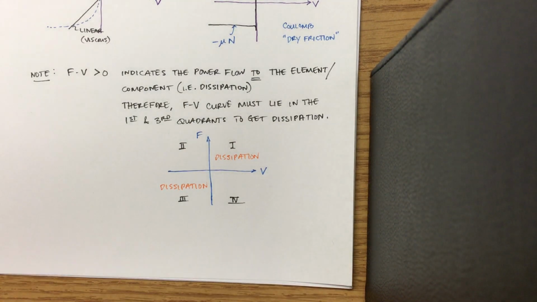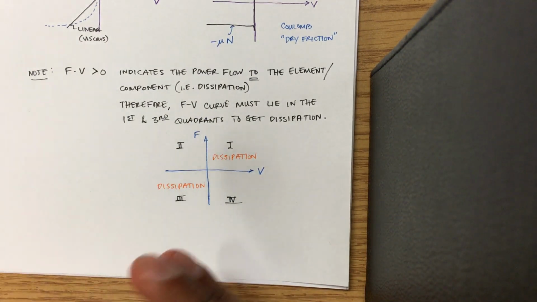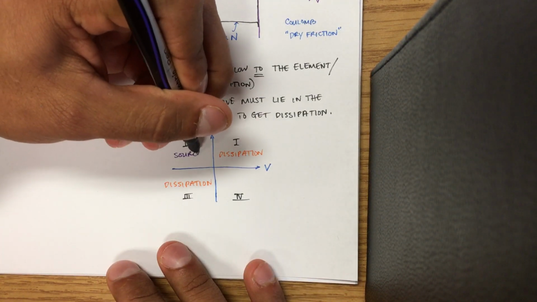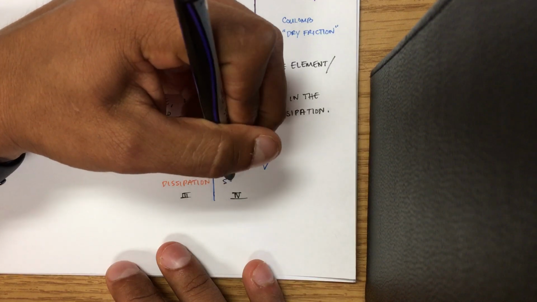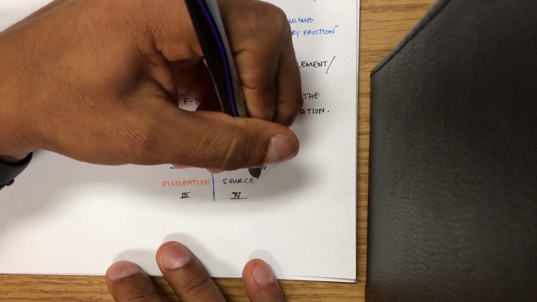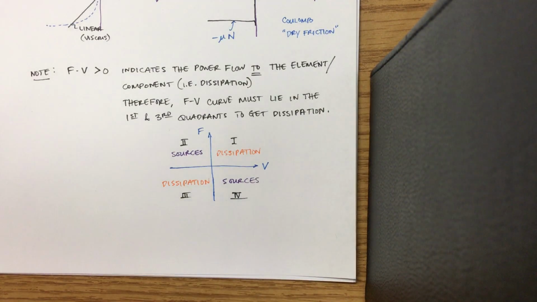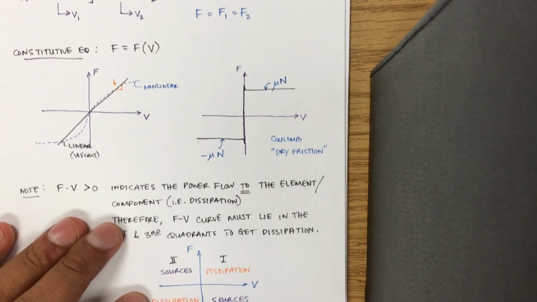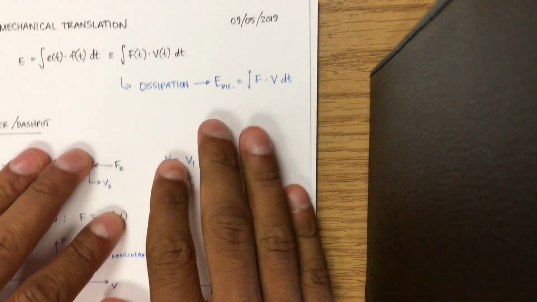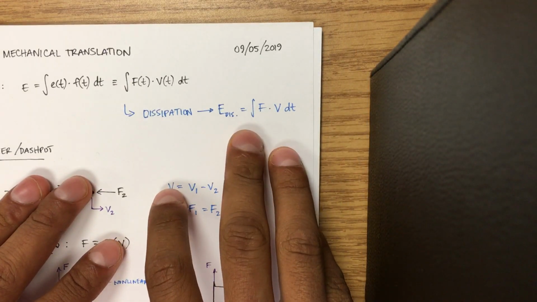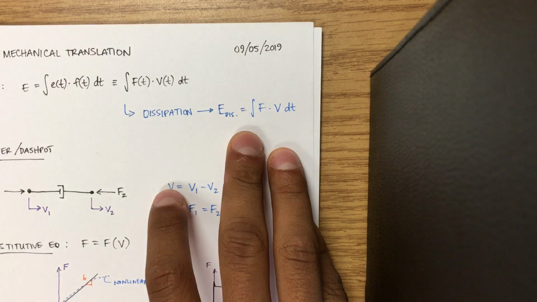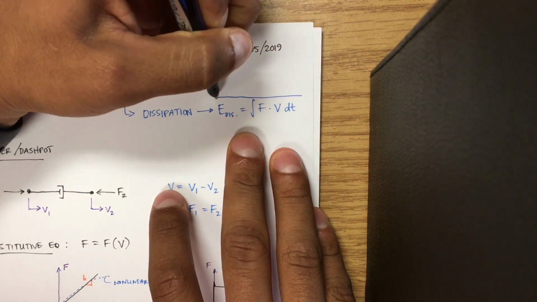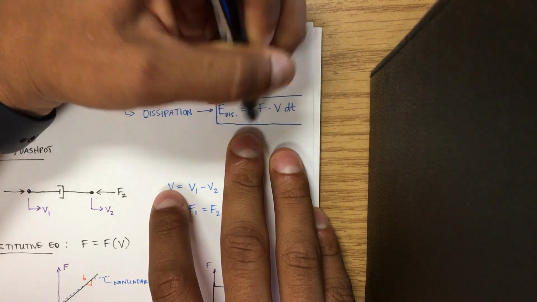Okay, and in quadrants 2 and 4, those act as sources. So the opposite of the case where we have dissipation. Again, to reiterate, we can determine this energy dissipation and resulting power using this integral.